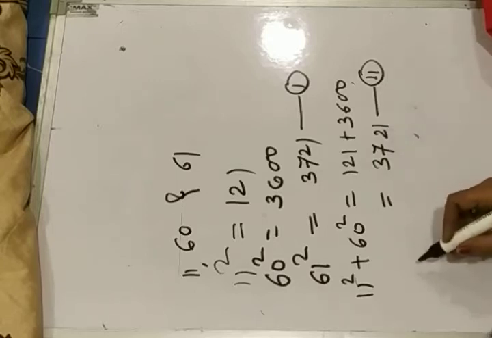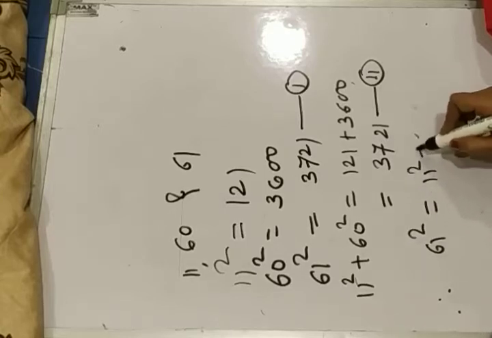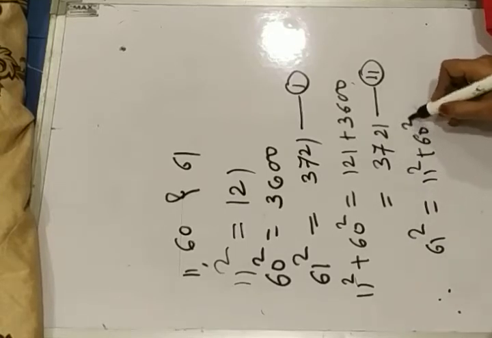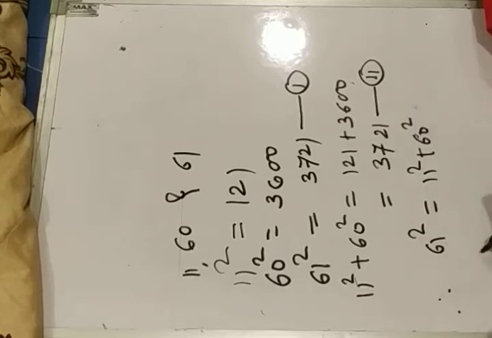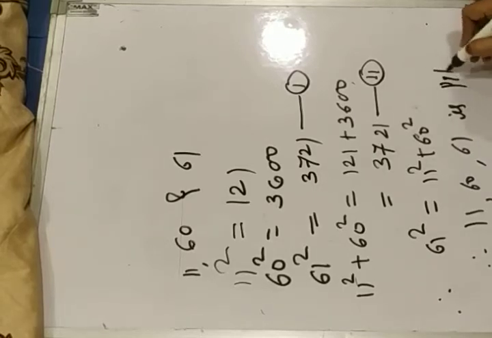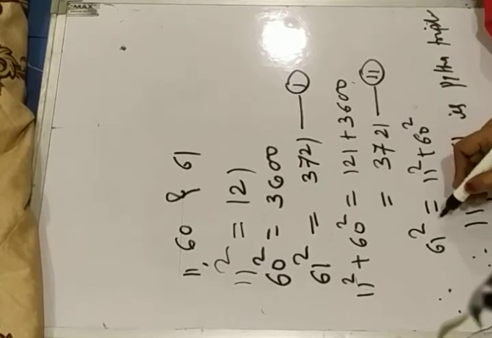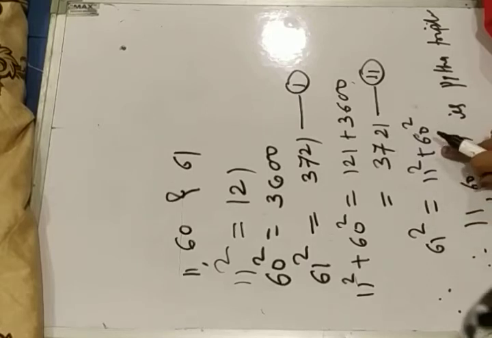Therefore, from equation 1 and 2, both values are equal. Therefore, 61 square equals 11 square plus 60 square, this is satisfied. Therefore, 11, 60 and 61 is a Pythagorean triplet. This is the Pythagorean triplet. If this value is not equal, then this is not a Pythagorean triplet.